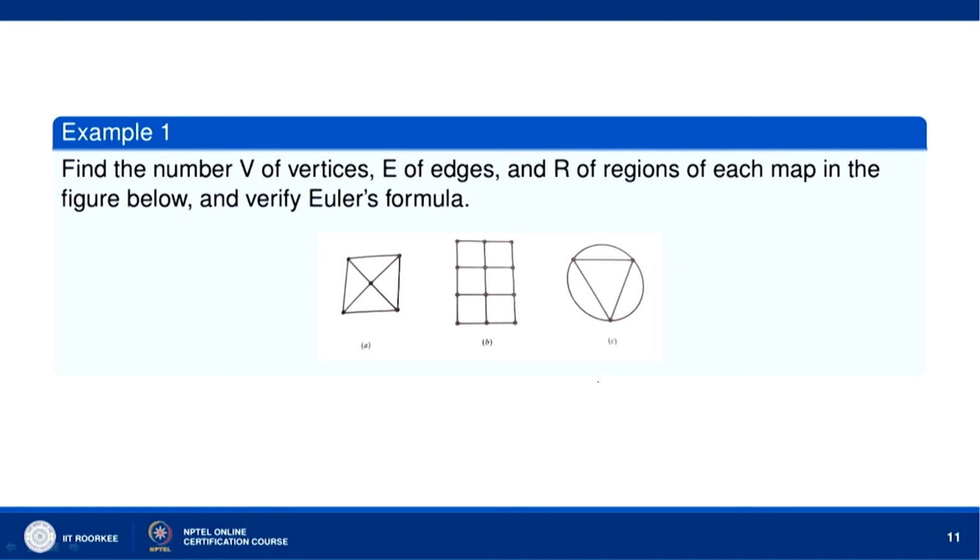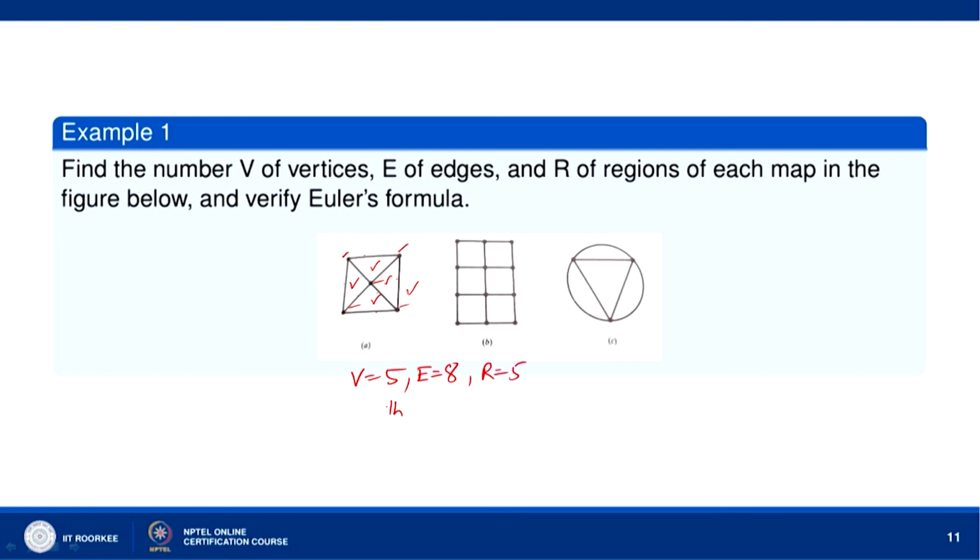Find the number V of vertices, E of edges, R of regions of each map in the figure below and verify Euler's formula. Now, let us see here. There are 5 vertices, 1, 2, 3, 4, 5. V equals 5. And the number of edges is 1, 2, 3, 4, 5, 6, 7, 8. So, we have E equals 8. Regions are 1, 2, 3, 4 and one region outside, 5. So, R equals 5.